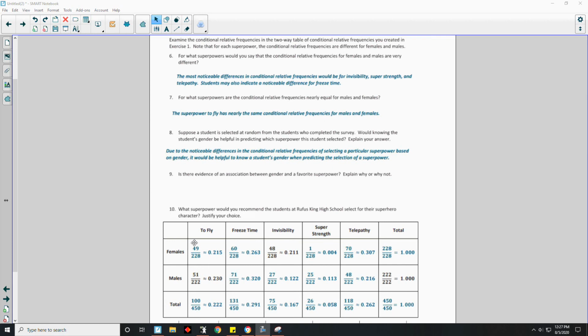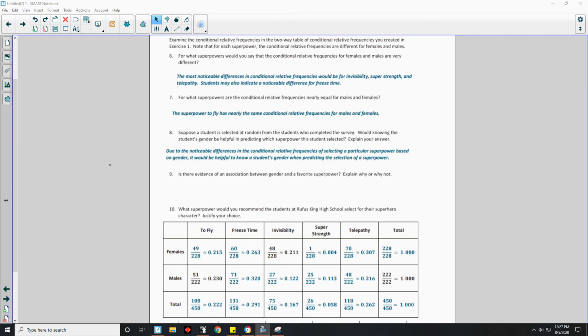Because if we wanted to know what superpower females would choose, then you would probably say telepathy. And if you're asking what males might choose, then you would select freeze time, for instance. They're the highest in the categories for gender.